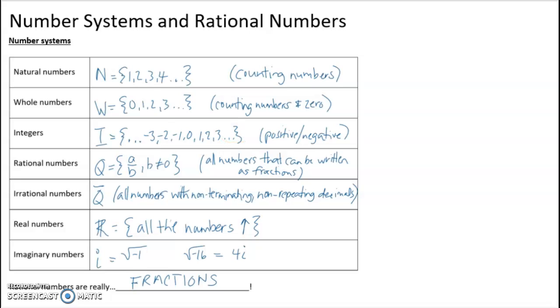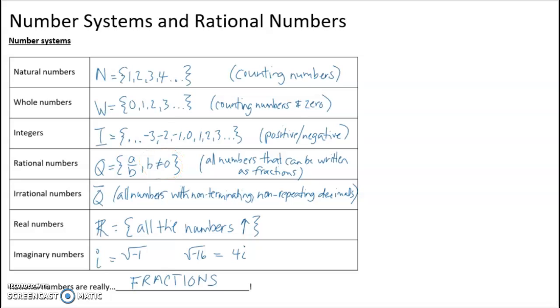Then we have rational numbers, which are represented by a capital Q. They are all numbers that can be written as fractions: a half, a third, a quarter, 5/8. But it does not include 0.